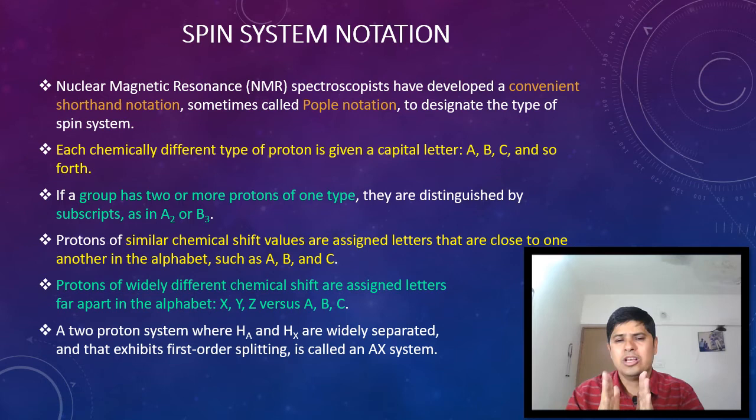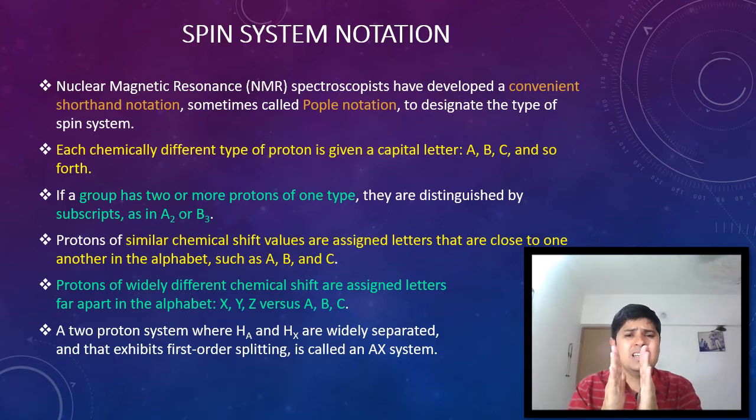When these two groups have a smaller difference in their chemical shift, then we call one group A, and the other group will be B. As seen, the alphabets A and B are also not widely separated, they are close to each other. When two groups are not widely separated by chemical shift, we designate that type of spin system as an AB spin system. And when two groups of nuclei are separated by a wider difference in chemical shift, such nuclei form an AX spin system.